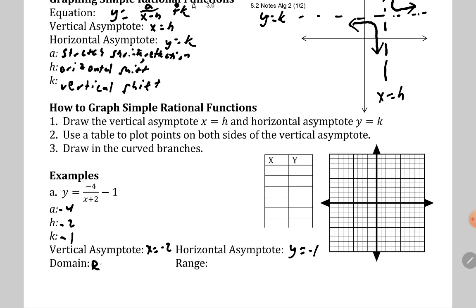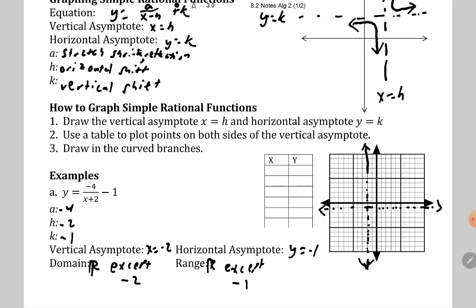Domain, everything but -2. And range is everything but our k value, -1. So let's go ahead and draw those in there. So asymptote at y equals -1. Remember, that's a horizontal line at y equals -1. A vertical line at x equals -2. You want to make these dashed because that's not your graph.